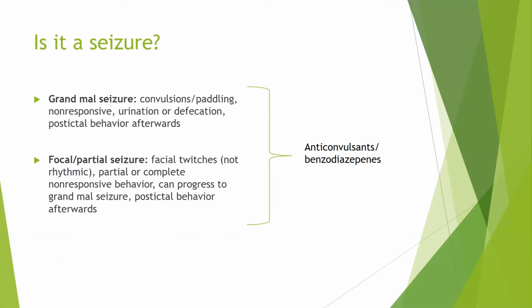What is a seizure? There are grand mal seizures, which involve convulsing, paddling, being non-responsive, urination or defecation during the event, as well as post-ictal behaviors afterwards. Focal or partial seizures include non-rhythmic facial twitches and partial or complete non-responsive behavior. They can progress to grand mal seizures, including post-ictal behavior afterwards. Anticonvulsants and benzodiazepines do help with this.